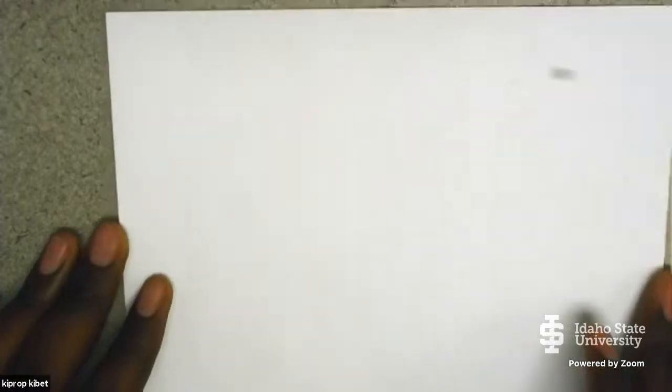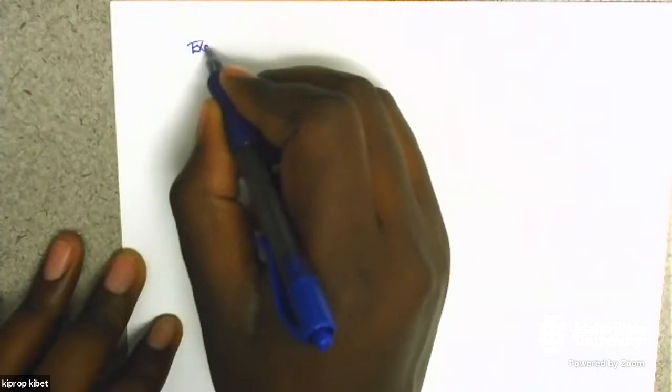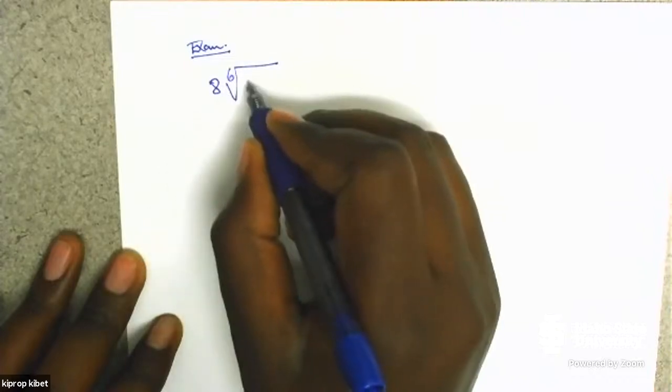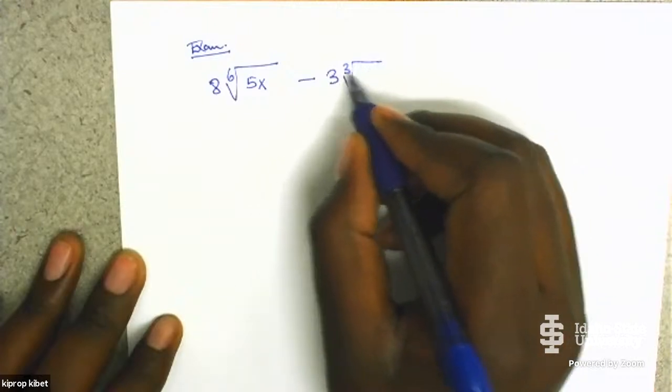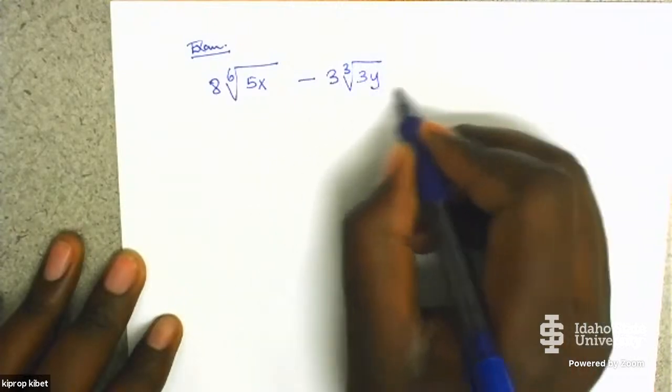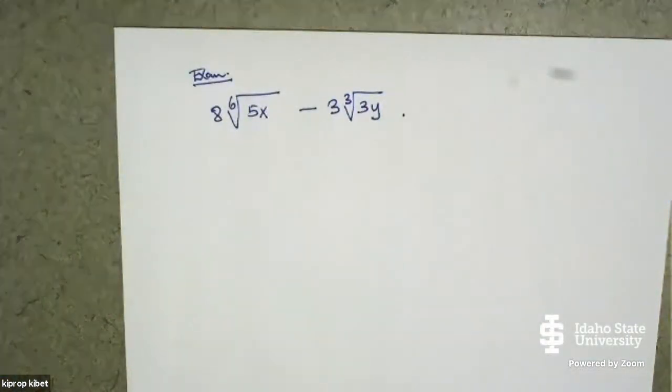Another example. If we have example 8, the sixth root of 5x minus 3, the cube root of 3. Are we able to subtract that? We do not have the same radical there. So we are not able to subtract that.